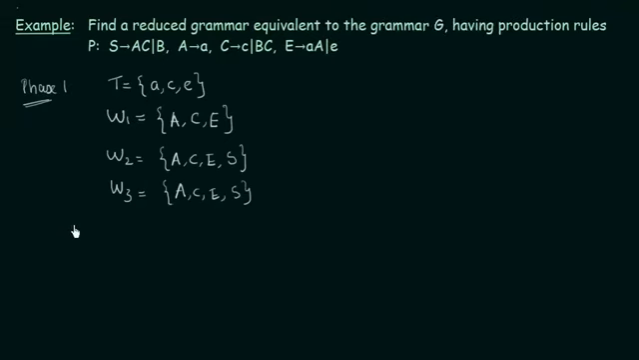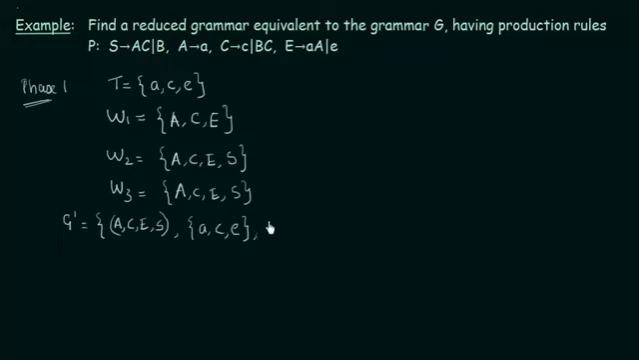Now we have to see how we can write our grammar. Our grammar G dash can be written as follows. What are the non-terminal symbols? A, C, E and S. These are our non-terminal symbols. And what are our terminal symbols? The terminal symbols we will have are small a, because A derives a, and then C derives small c, and E derives small e. So these will be our terminal symbols. S does not derive any terminal symbol.